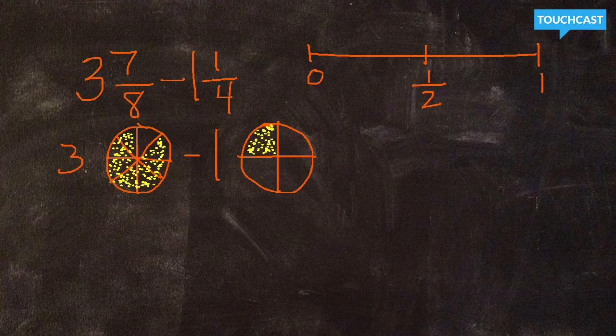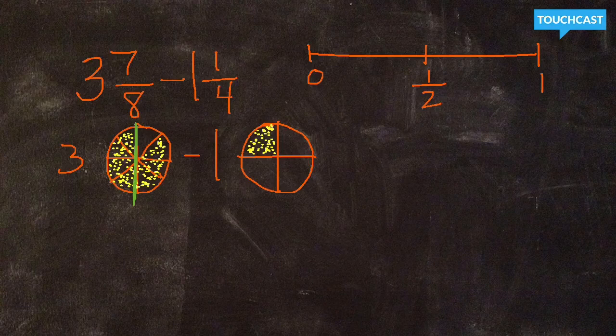Let's take a look at one more example. Here we have two mixed numbers, 3 7/8 minus 1 1/4. Again, we're going to focus on the 7/8 and 1/4. I've drawn two circles and shaded in 7 of the 8 parts. Here you can see, if you draw a line down the center and looking at the halfway point, that way more than half of the circle has been shaded.